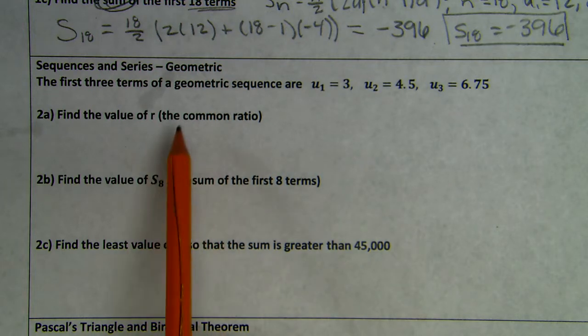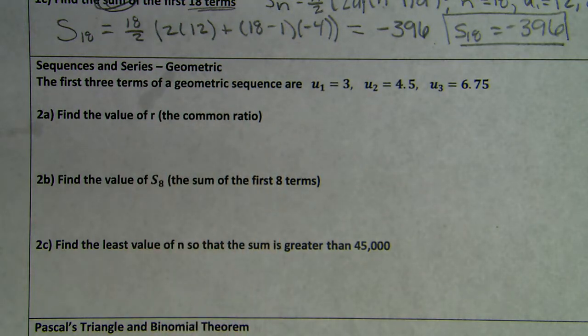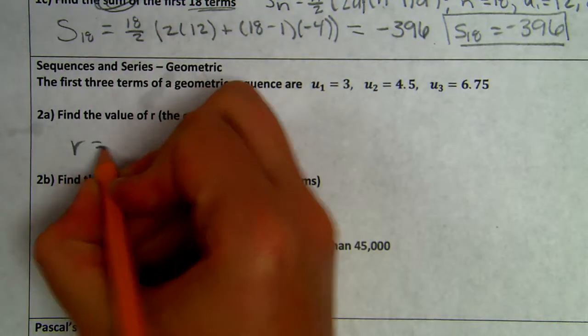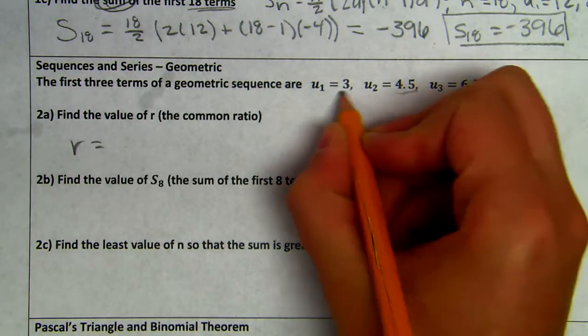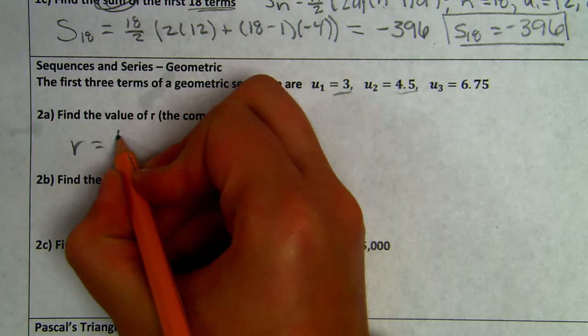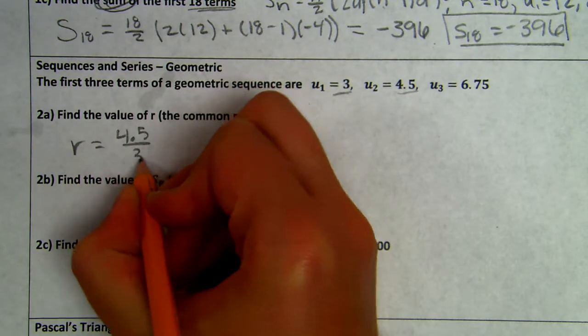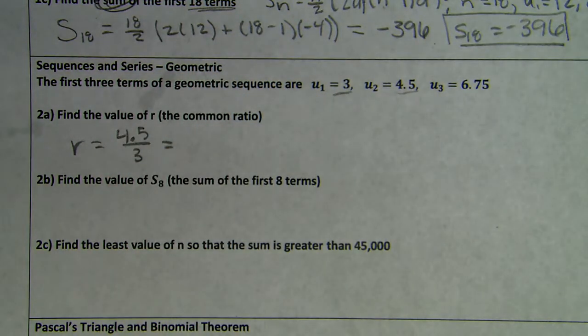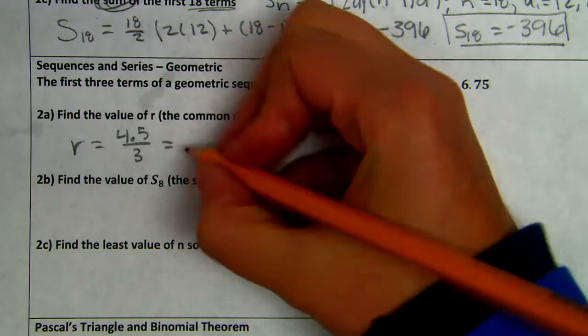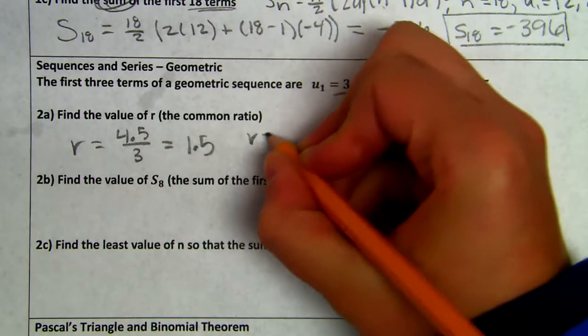So I'm going to now find the common ratio, which is the number that we divided by. To find the common ratio, I always take my second term divided by my first term. So I'm going to do 4.5 over 3. 4.5 divided by 3 gives me a common ratio of 1.5.